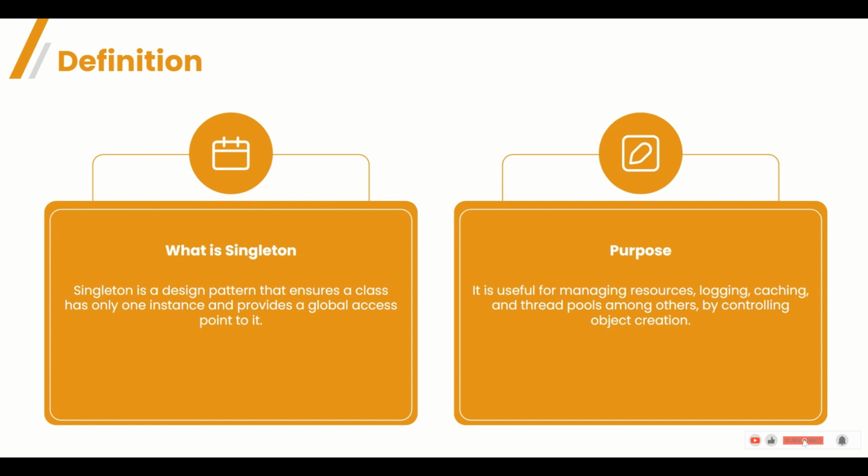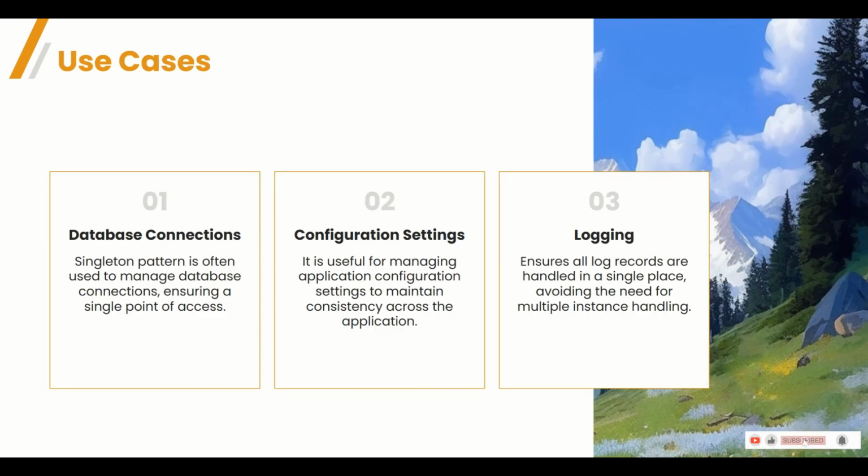Okay, so what is a Singleton Design Pattern? A Singleton Design Pattern ensures that a class has only one instance and provides a global access point to it, meaning that you cannot create multiple instances of it. There is always one instance that's available throughout your application. What is its purpose? It's useful for managing resources, logging, caching, and thread pools, among others. Basically, controlling the object creation.